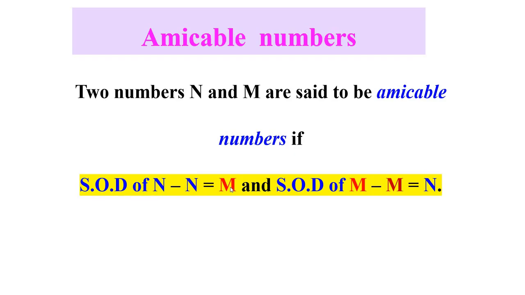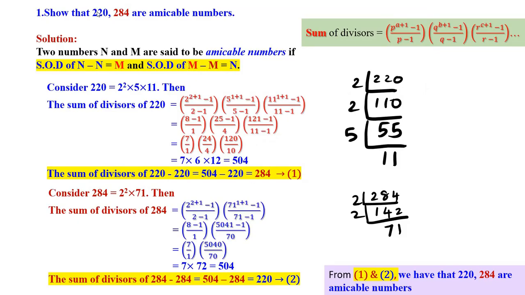Sum of divisors of n minus n should be m, and sum of divisors of m minus m should be n. If we have these two conditions to be true, then we call n and m amicable numbers or friendly numbers. Now, if we are given 220 and 284, we would like to show that these two are amicable numbers. So the definition we already know is given here again.